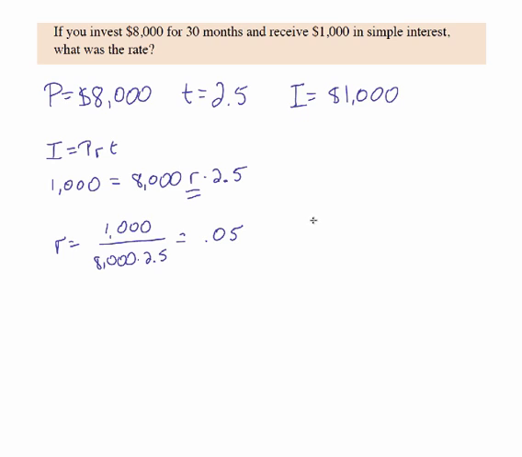So I've solved the equation and found that R is 0.05. I was asked for the rate, and the way we always describe interest rates is in terms of percentages. So a good answer to this question would be the rate is 5% because that's the percent form of the decimal 0.05 that we solved for.